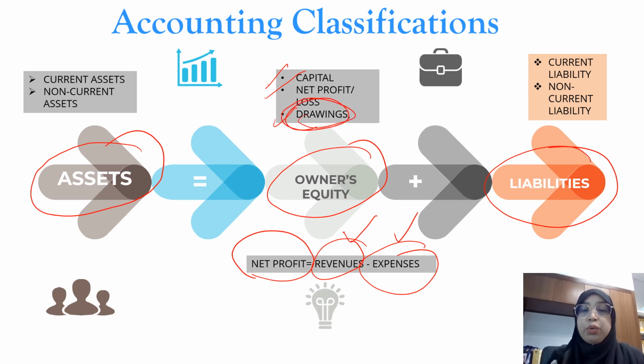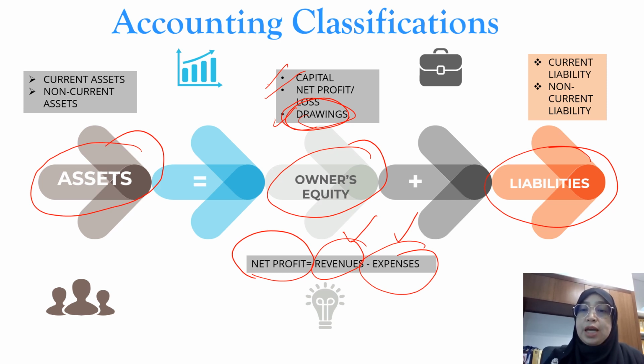Under owner's equity, we have the element of drawings. Drawing refers to transaction made by the owner for personal use. It can be in the form of goods or cash or others. Okay, for example, owner bought stationery by cash, 100 ringgit for personal use. So this transaction will decrease asset and increase drawings.